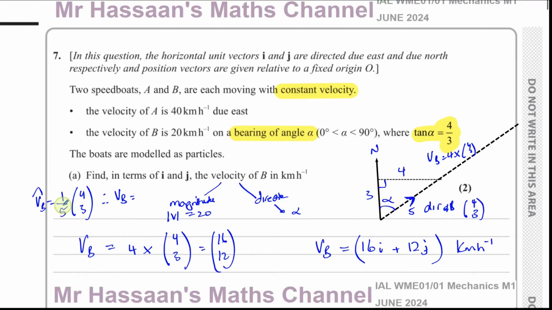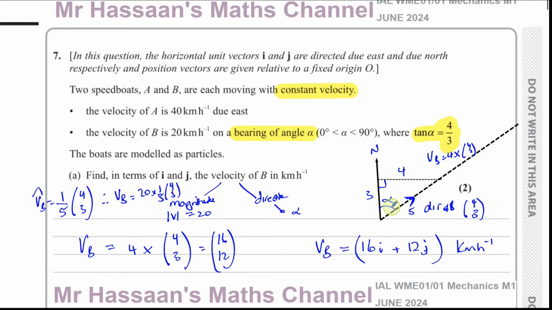It has to be 20 times as big as this, because we want a vector which is 20 kilometers, so it's 20 times 1/5. So this is one unit, and we want 20 units. We want 20 times 1/5 of 4,3, which gives you the same answer, of course. That gives you 4 times 4 and 4 times 3. And you've got your answer. So there's how we find the velocity of b in kilometers per hour.